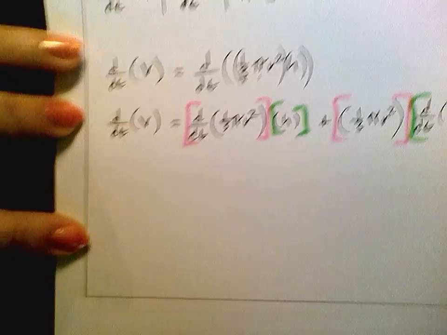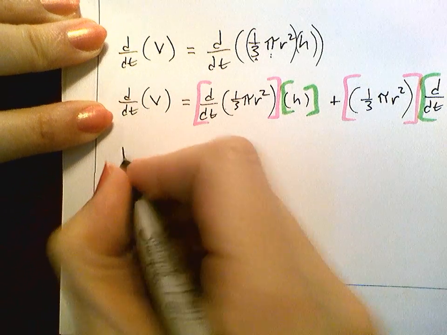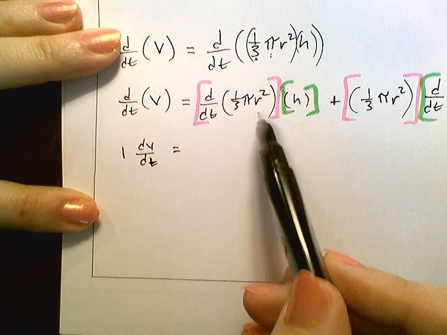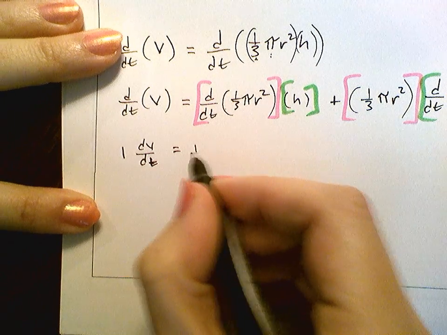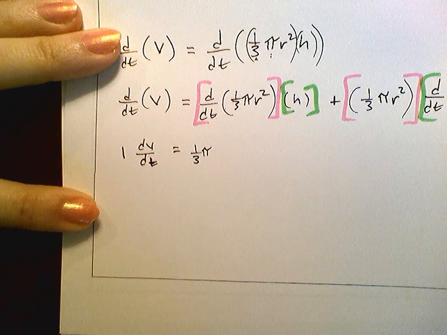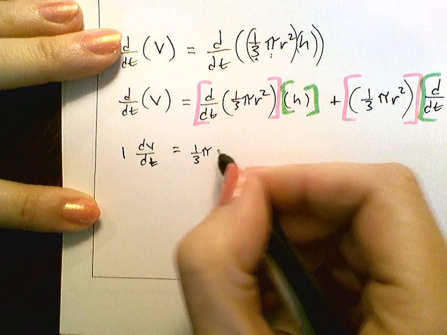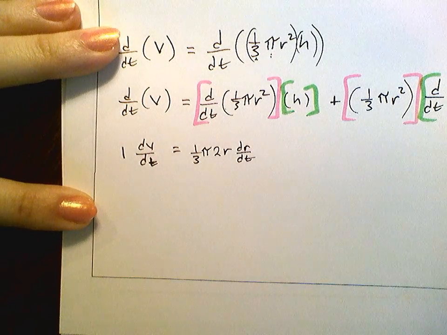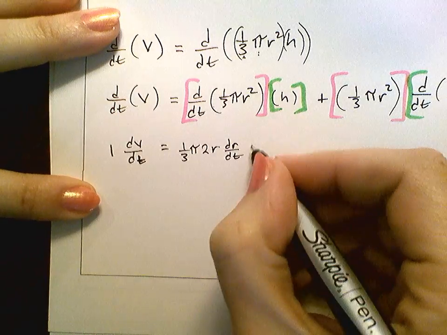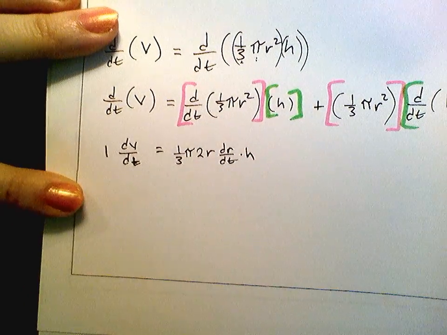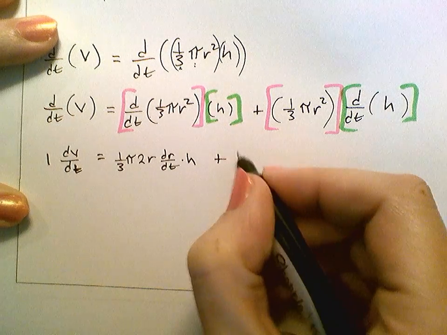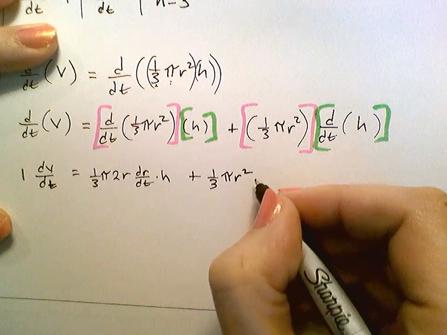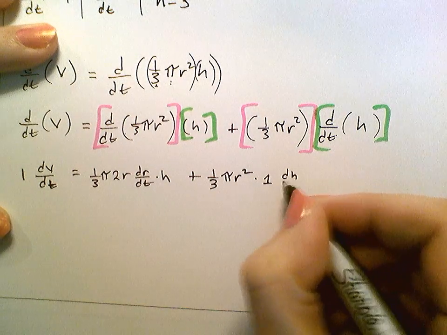Now I'm going to take the derivatives of these things. So the derivative of this is just 1 dV/dt equals, this is just a constant multiple. So 1/3 pi just comes down because it's a constant being multiplied by the variable part. And then 2r dr/dt. And then h is just coming down, times h. Plus, this is just coming down, 1/3 pi r squared. And then the derivative of h is just 1, and then dh/dt.